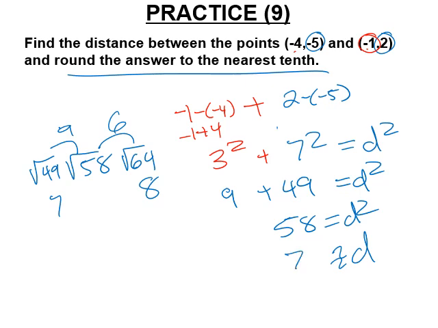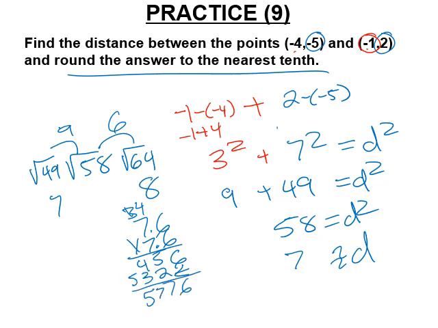All right, let's see what 7.6 is just to check it. Right, 6 times 6 is 36. 7 times 6 is 42, plus 3 is 45. 7 times 7 is 49 plus 4 is 53. That's 57.76. That's awfully good. All right, so 7.6 units, approximately.